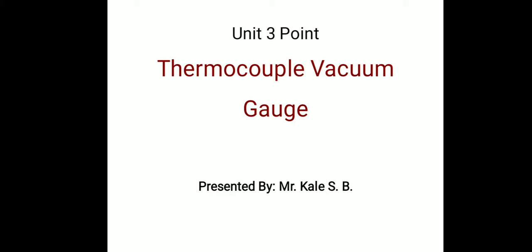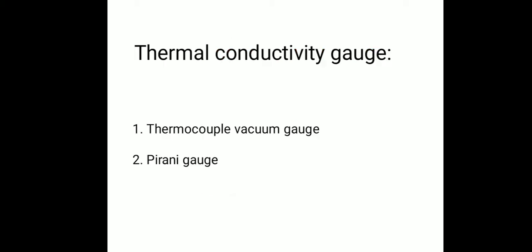conductivity gauge. So basically that thing has to be remembered: the thermal conductivity gauge is divided into two components, thermocouple vacuum gauge and Pirani gauge. If the question comes in MSBT or in any exam to write something about the thermal conductivity gauge device, then at that time we should get this point, that the thermal conductivity gauge consists of two, one, thermocouple vacuum gauge and the Pirani gauge.